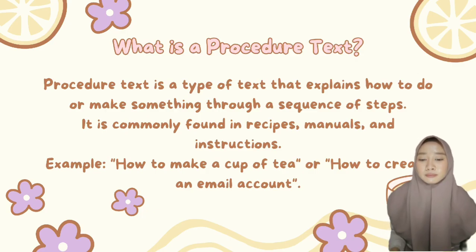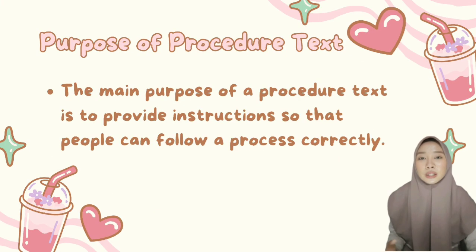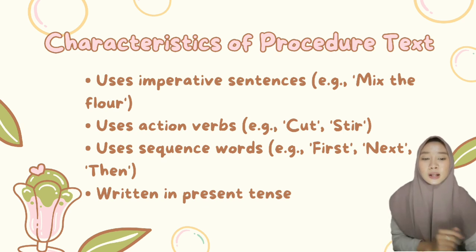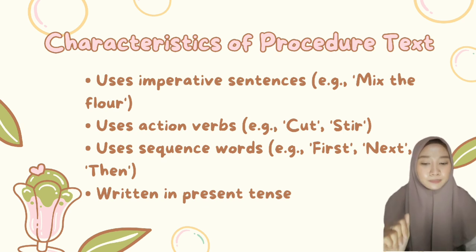Okay, so the main purpose of a procedure text is to provide instructions so that people can follow a process correctly. They help people follow a process easily. Okay, now that we understand what a procedure text is, let's talk about what makes a good one.